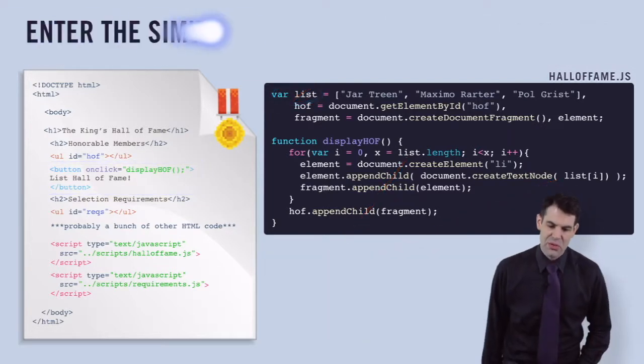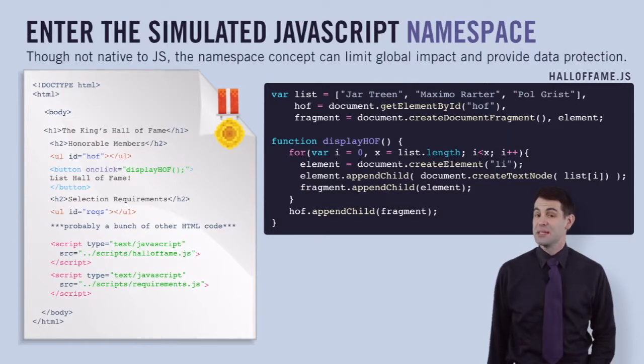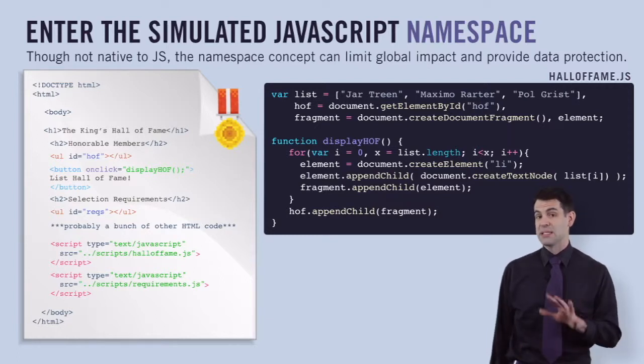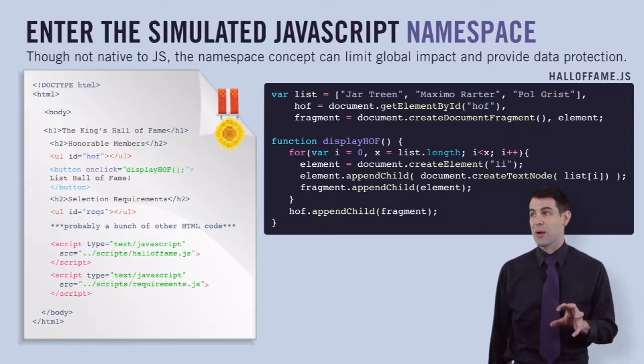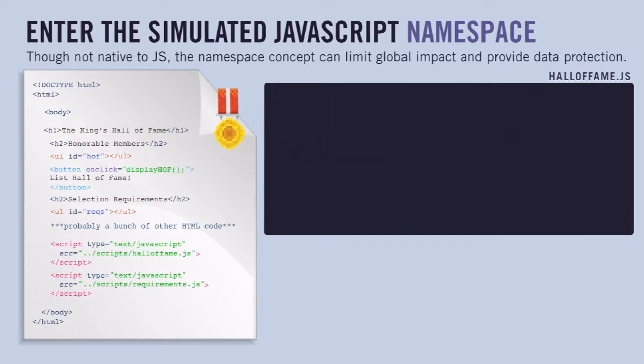Well, enter the simulated JavaScript namespace. Though a namespace is not really native, so to speak, to JavaScript, the namespace concept that is found throughout programming can limit global impact and also provide us with some data protection. So, to build that namespace, we're going to rewrite our halloffame.js file.